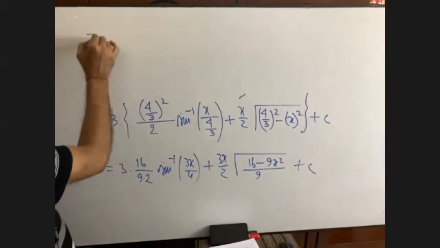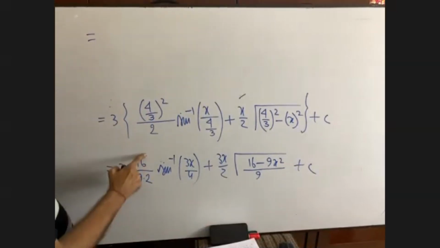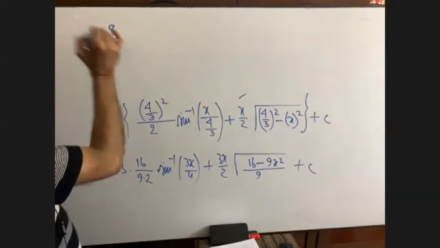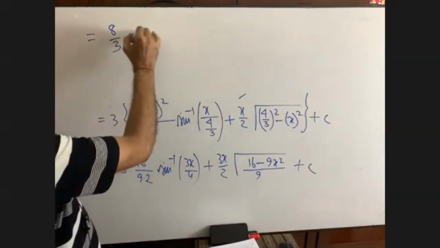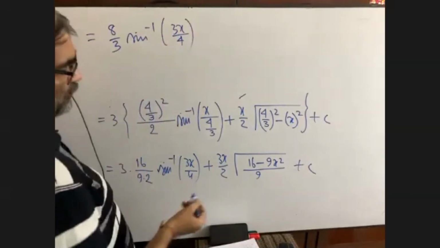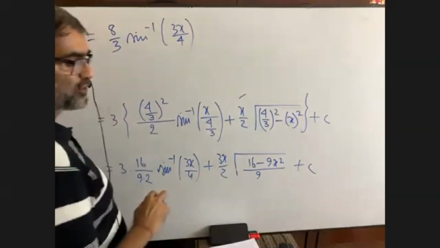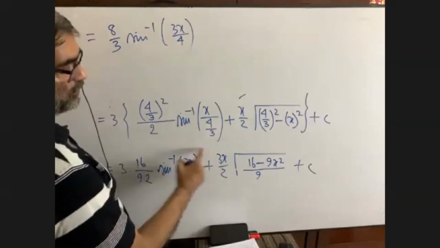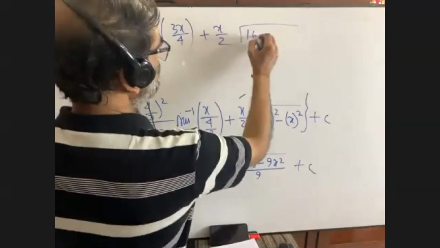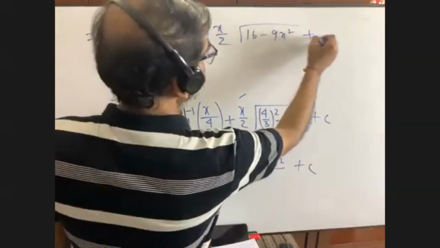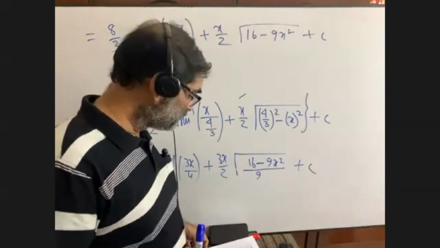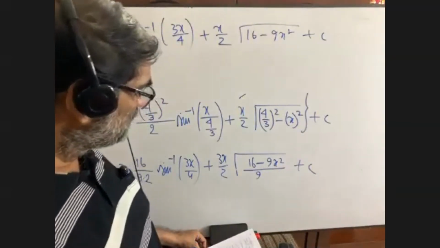Now you see, 3 3, 2 8. So we are getting what? You see 3 3, 8 by 3, right? At a time we're getting 8 by 3, sine inverse 3x by 4. Then you see, this 9 will be taken outside the square root, so it will be 3. This 3 and this 3 will be omitted. So it is x by 2, root over 16 minus 9x square plus c. Let me see the answer. Ah, yes, it is absolutely right.